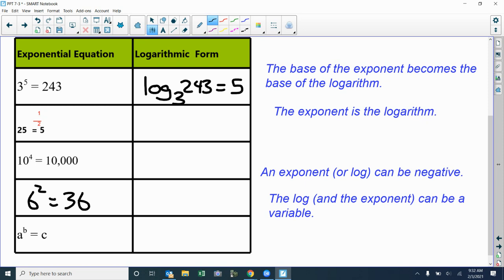I think this one's messed up, really. It should be the half, should be with the 25. So this should be 25 to the half equals 5. All right, so this one would be log base 25, 5 equals half.